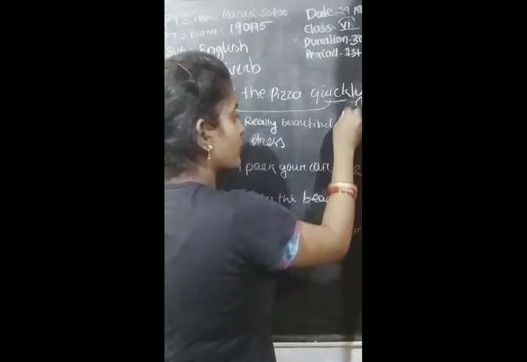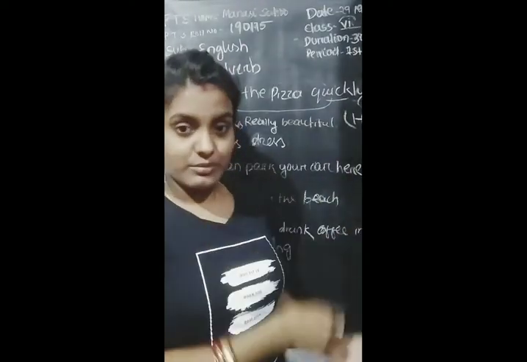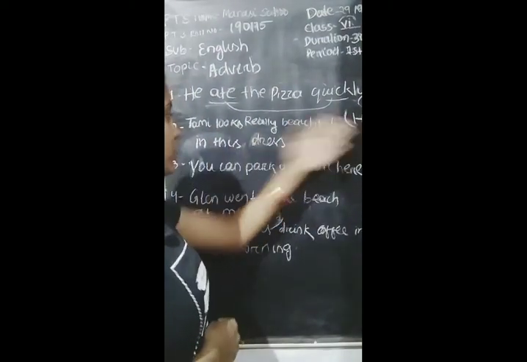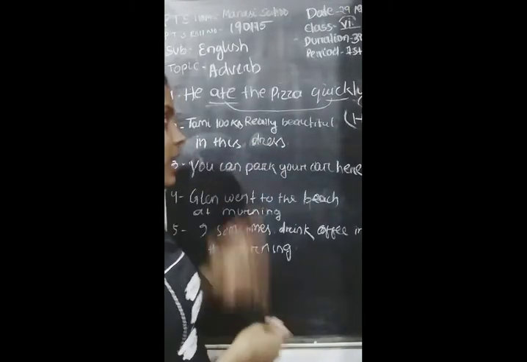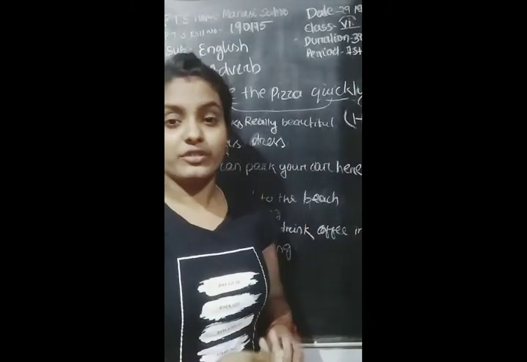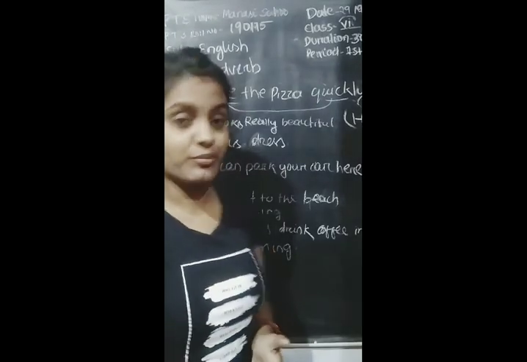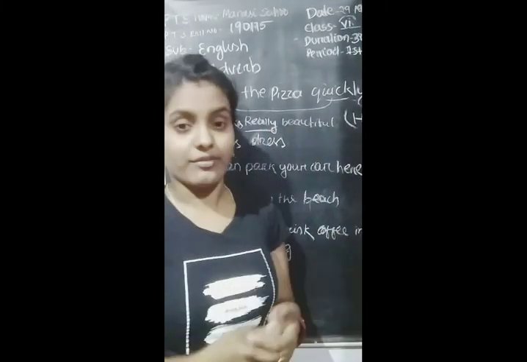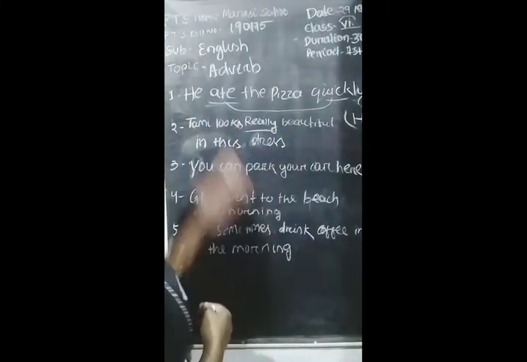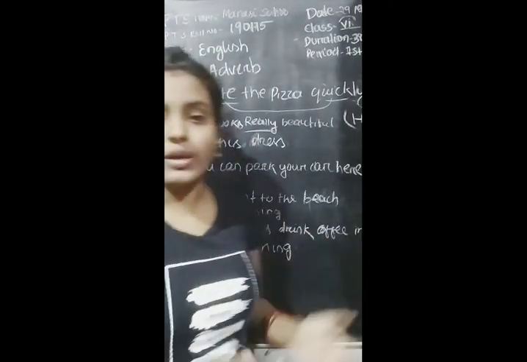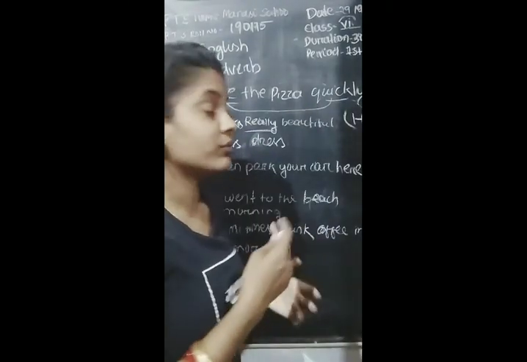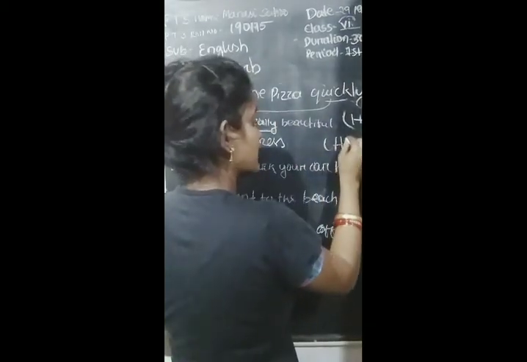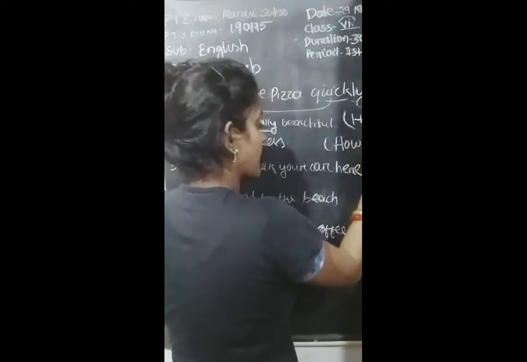Now let us move towards the second example. Tommy looks really beautiful in this dress. How much does Tommy look beautiful in this dress? Yes, very good, Prerna. Tommy looks really beautiful in this dress. The word really is an adverb which describes the verb looks. Now what is the question in this sentence? Very good. How much, meaning how much he looks beautiful in this dress.